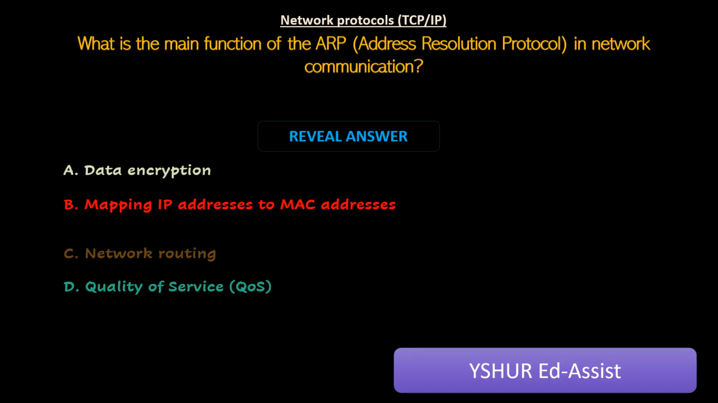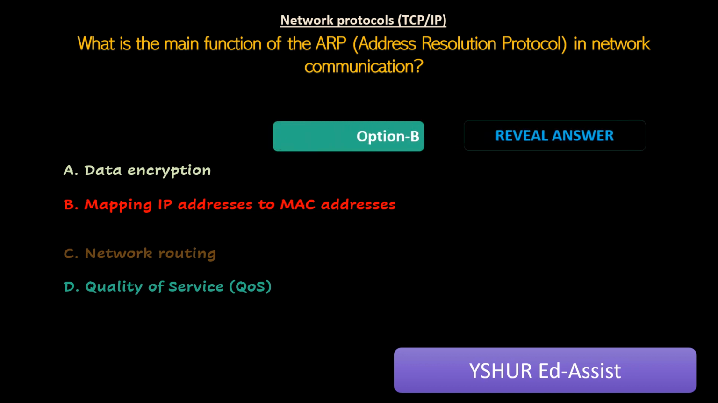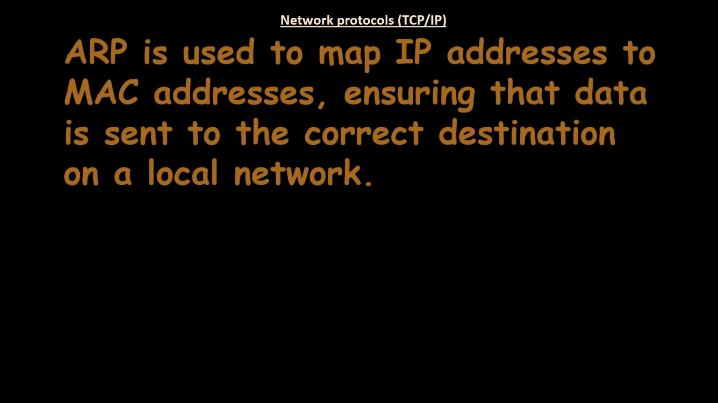What is the main function of ARP, Address Resolution Protocol, in network communication? A. Data encryption. B. Mapping IP addresses to MAC addresses. C. Network routing. D. Quality of service. ARP is used to map IP addresses to MAC addresses, ensuring that data is sent to the correct destination on a local network.